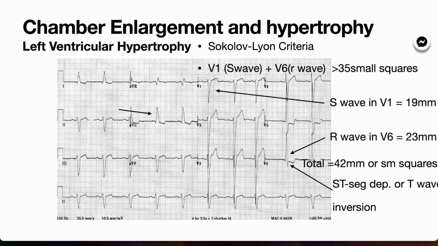So also you have that ST segment depression. These are ventricular repolarization changes or T-wave inversion in V6. So that's diagnostic of left ventricular hypertrophy. As mentioned, another criteria is an R wave in aVL of more than 11 millimeters. But this one here is the Sokolov-Lyon criteria.